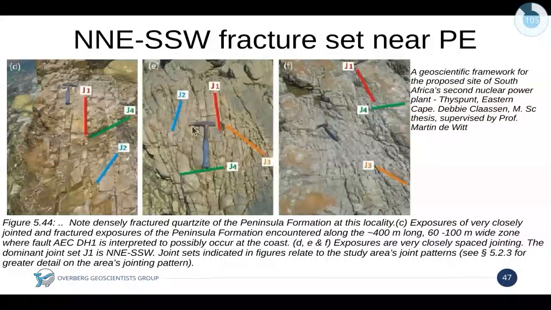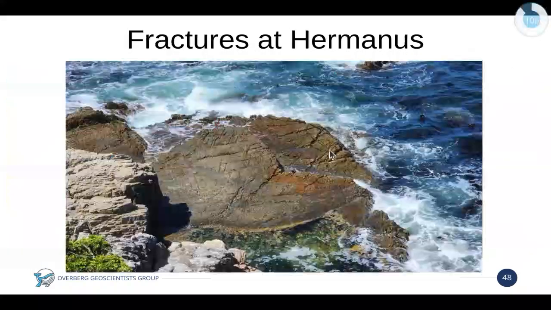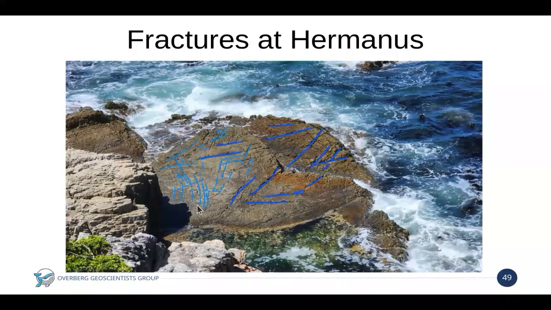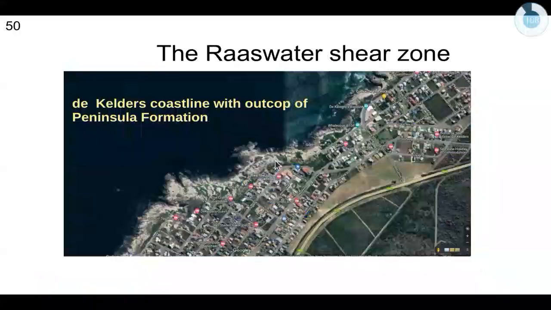And it's quite wide. This is a similar set of structures mapped near Port Elizabeth. This is at Hermanus, and I want to point out that some of these extension fractures are actually rotated. That's an interesting feature which I have a big song and dance about.